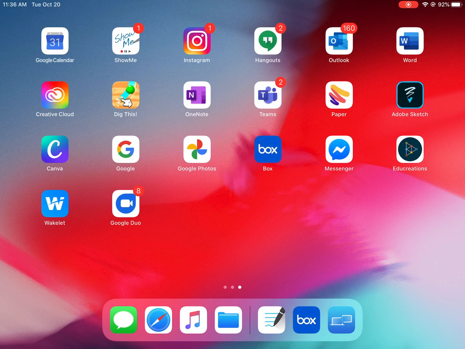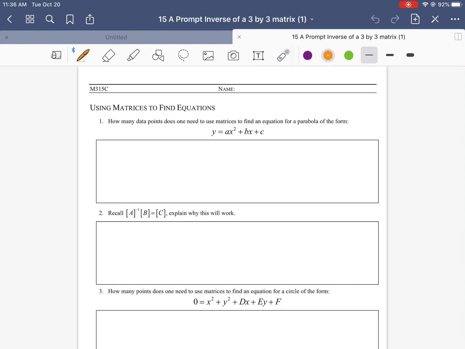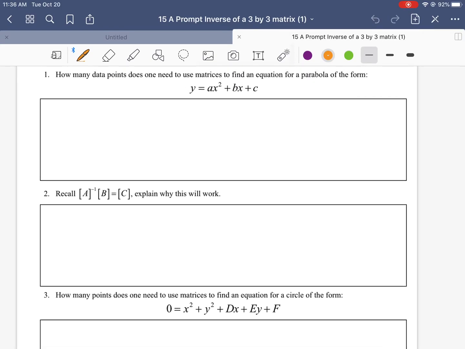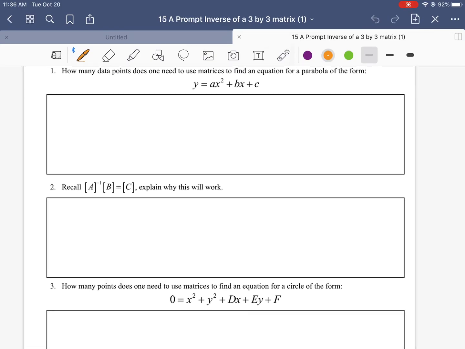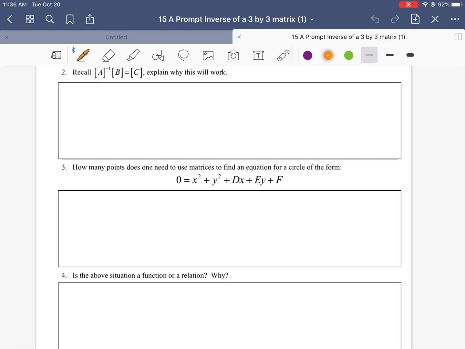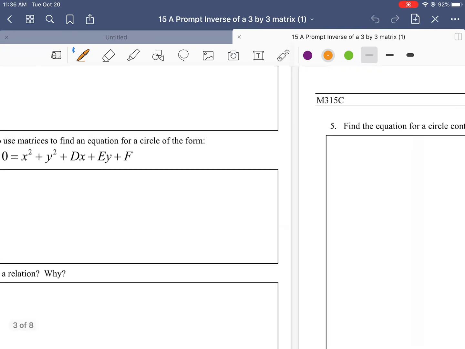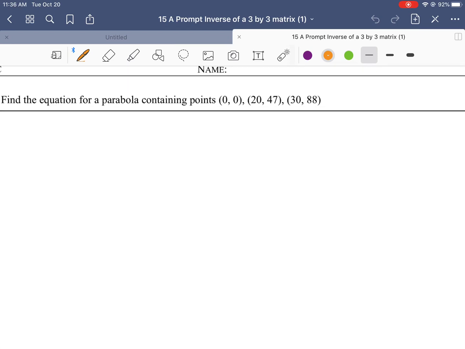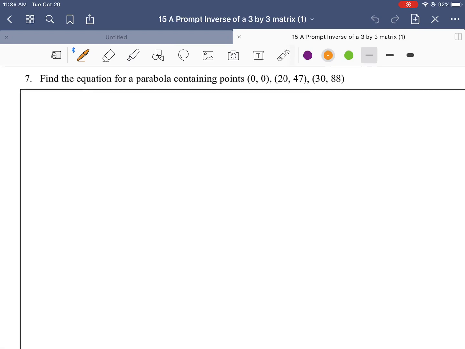All right, guys, so we're going to work on some of the matrices problems that we did today in class. I'm just providing a video that you can watch to understand one of the methods that we talked about more in detail. So let's see. This was the worksheet that we looked at, and we were talking about how many points are necessary to use matrices to find the equation for a parabola. And so if we go on to number 7, then we can see this in action.